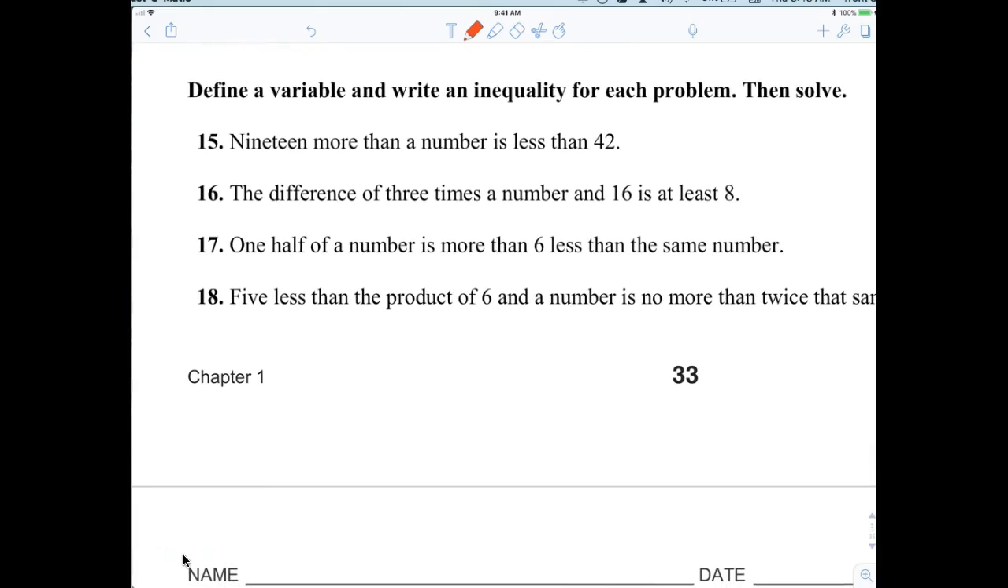Let's just do one of these. 19 more than a number. How do I write that?